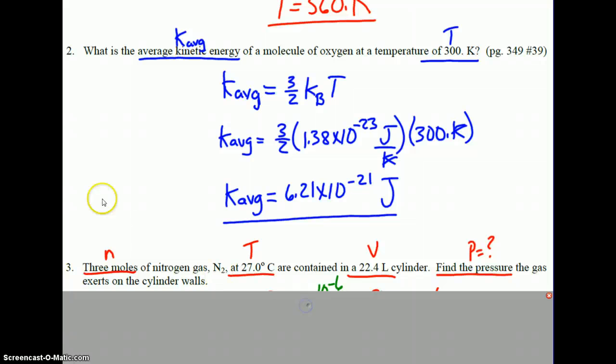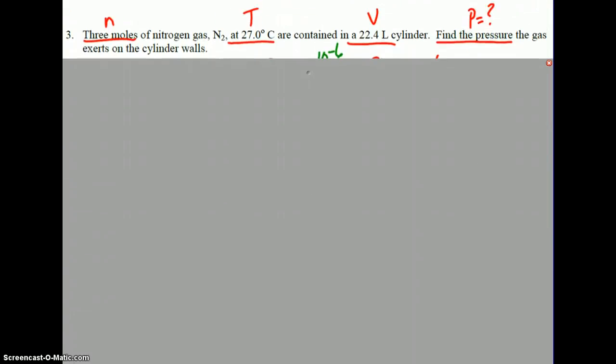Number 3, we have 3 moles of nitrogen gas at 27 degrees Celsius. So 3 moles is little n. We have our temperature at 27 degrees Celsius contained in a 22.4 liter cylinder. That's its volume. They want us to find the pressure of the gas that it exerts on the cylinder walls.